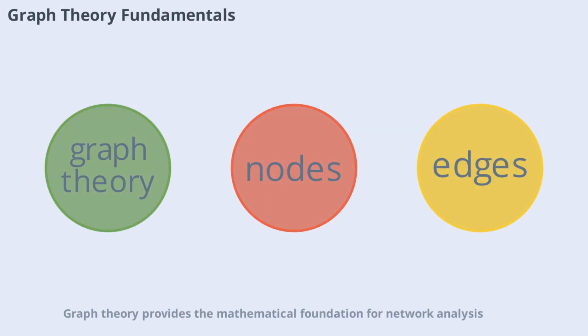Graph theory provides the mathematical foundation for network analysis. Concepts like nodes, edges, paths, and cycles are central to understanding how networks function. Graph theory also introduces important properties such as connectivity, clustering, and shortest paths. Mastering these fundamentals is essential for anyone working with biological networks, as they underpin all analytical tools and methods.